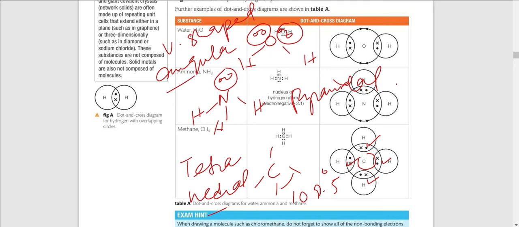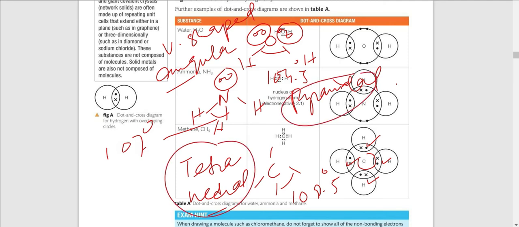The bond angle is 104.5. And in ammonia, the bond angle is 107 degrees. Okay? When you talk about pyramidal, it's always 107. When you talk about tetrahedral, it's always 109.5. When you talk about V-shape, it's always 104.5. Right?